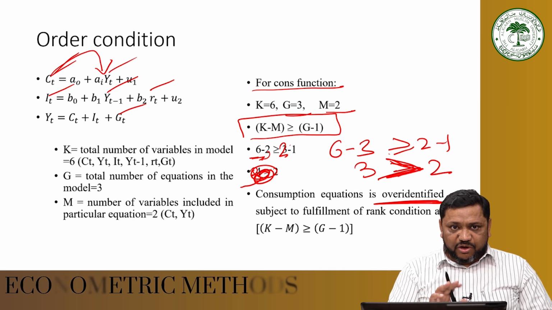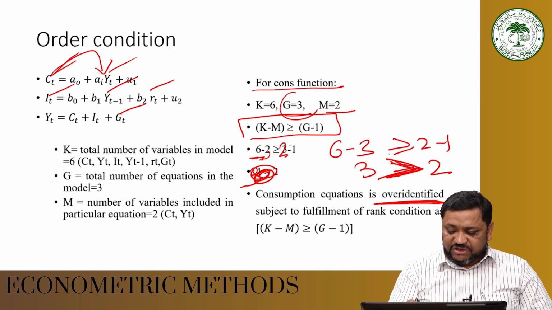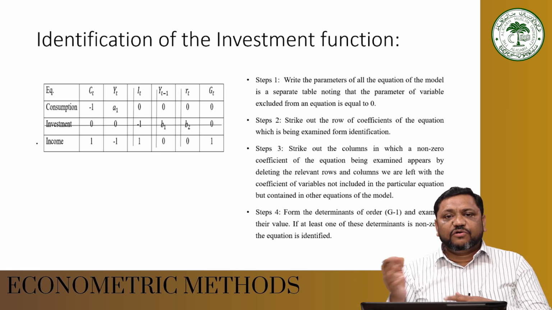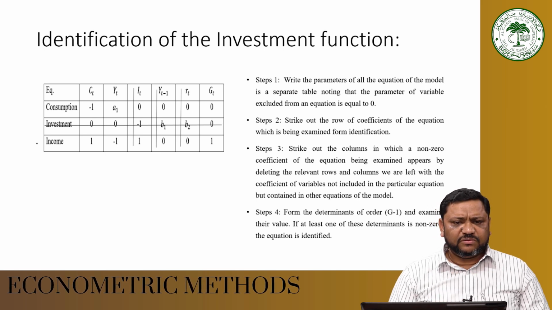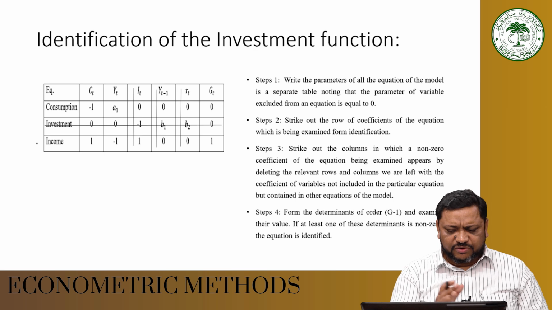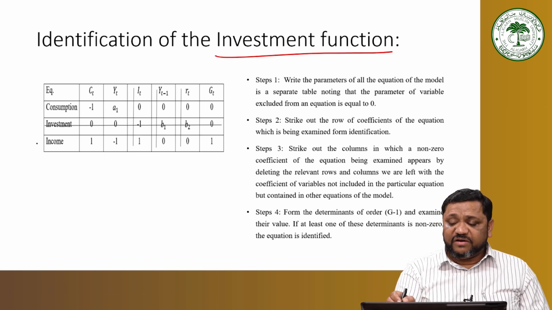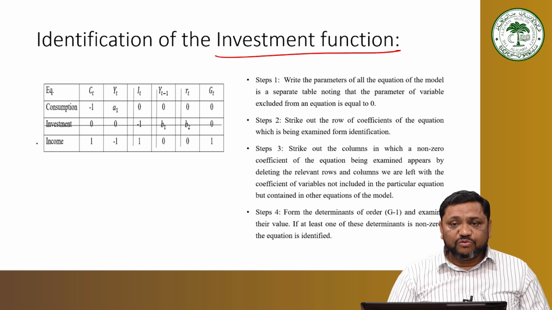There is a small correction. I hope you have taken note of it. G is equal to 3, not 2. Now since we have seen the process of identification, we go for the identification of the investment function. What were the rules?